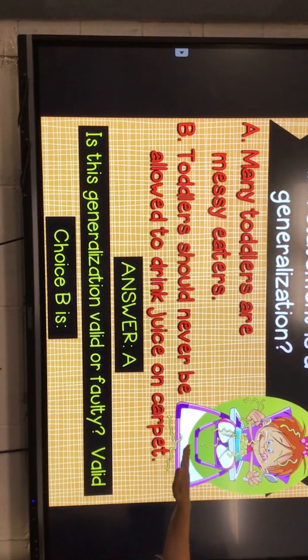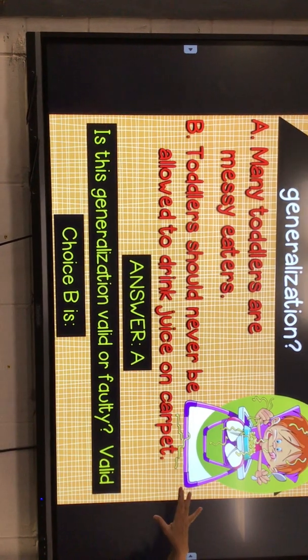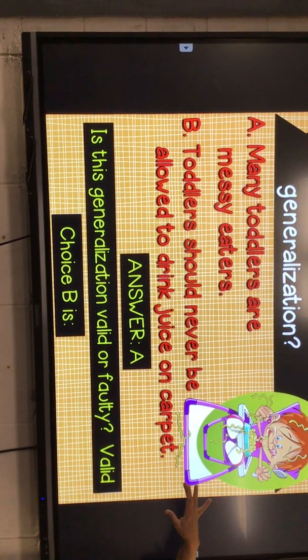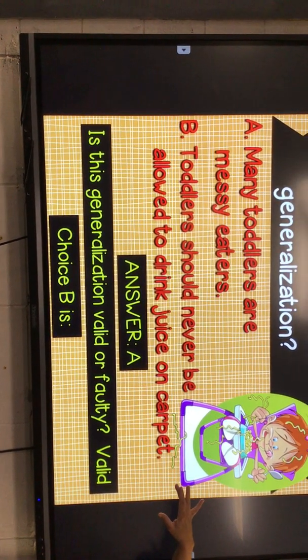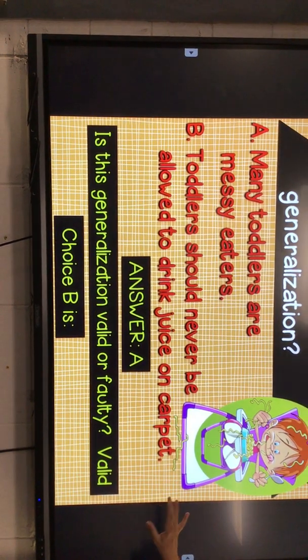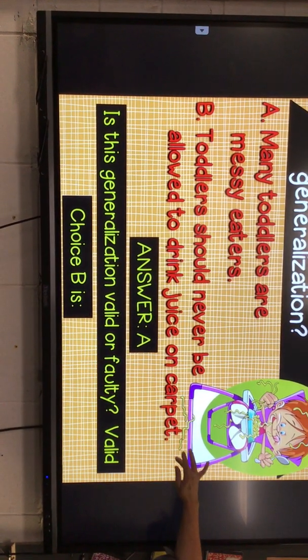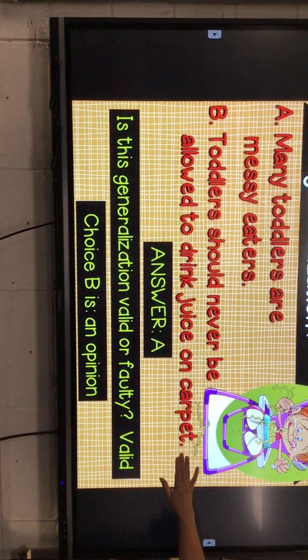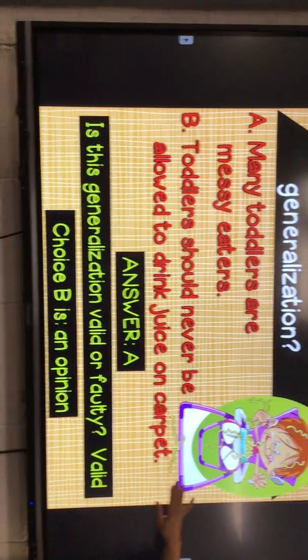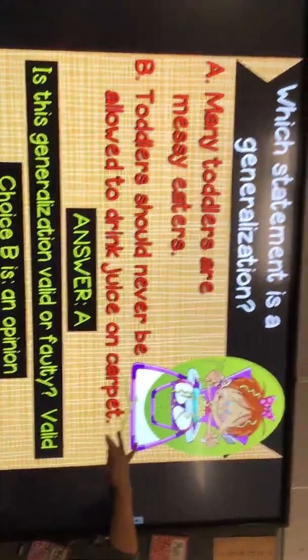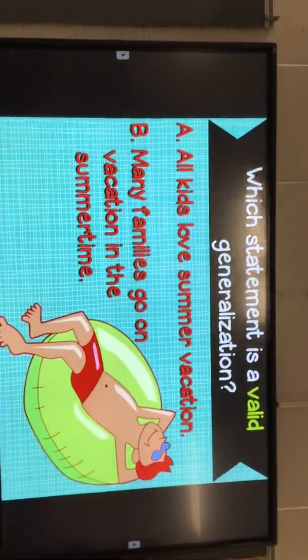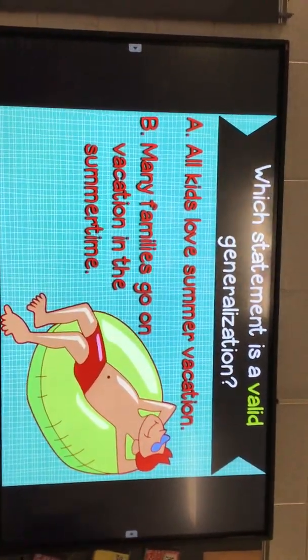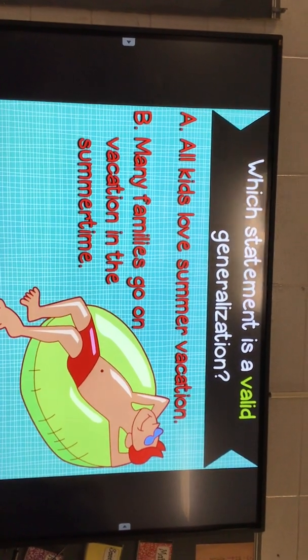Okay, choice B, toddlers should never be allowed to drink juice on carpet. Is this one a generalization? Yes, but is it faulty or valid? Faulty. Well, it says an opinion. We'd already said that. Toddlers should never be allowed, that's an opinion. Now, moving on. Which statement is a valid generalization? Guys, we're looking for valid, not faulty.